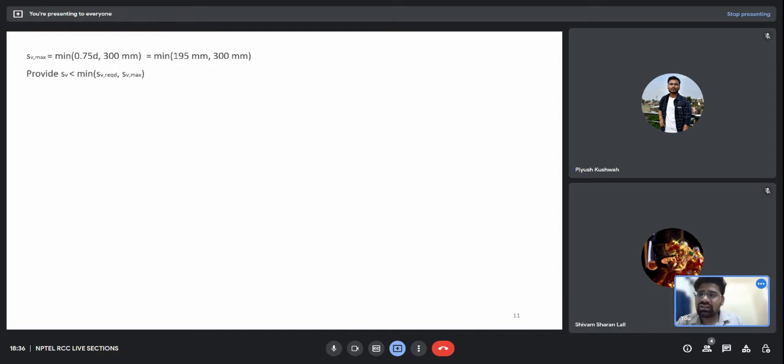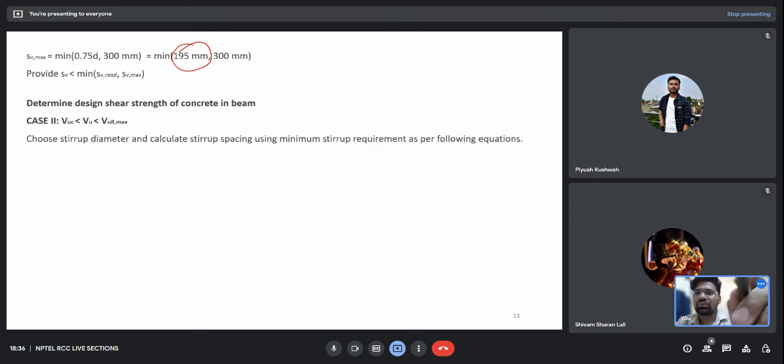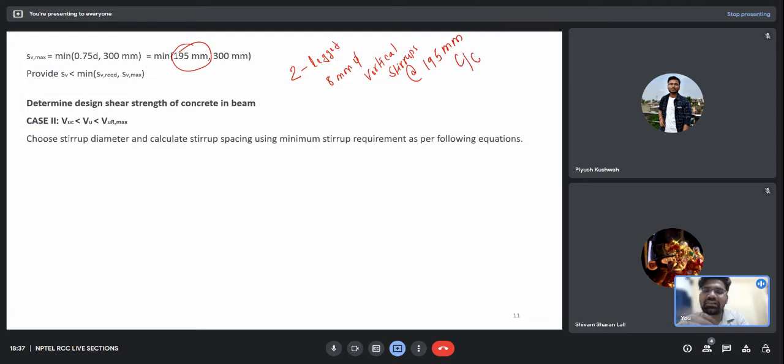Next I need to give a check. What spacing have I provided? 362. But IS 456 says that I cannot provide spacing of more than 195 mm. So now I have to limit my spacing further to 195 mm. So provide two-legged 8 mm diameter vertical stirrups at 195 mm center to center. This is the way we write the provision of stirrups in the beam.